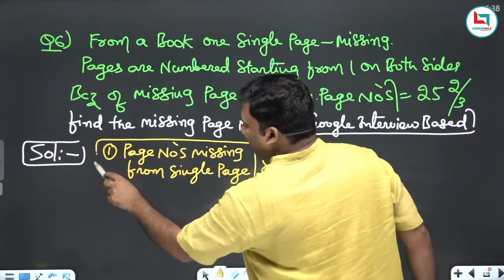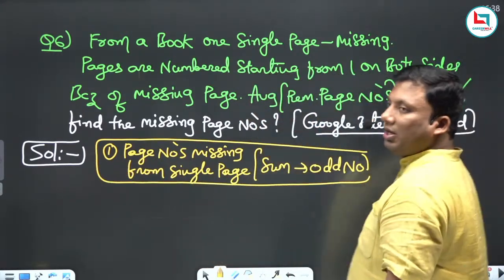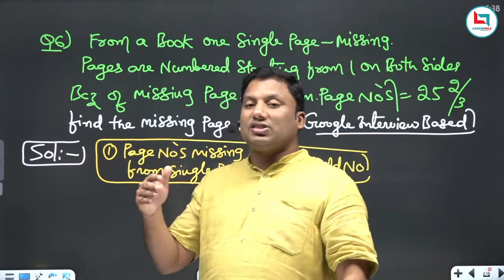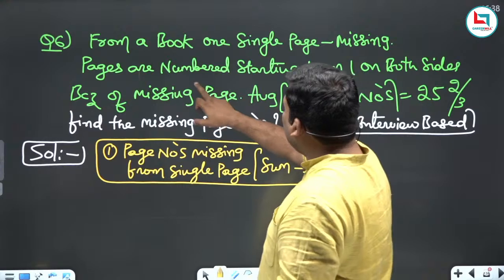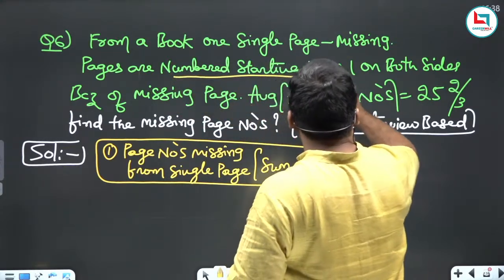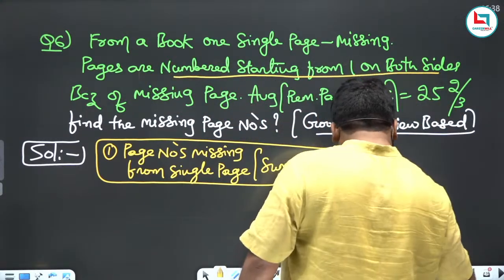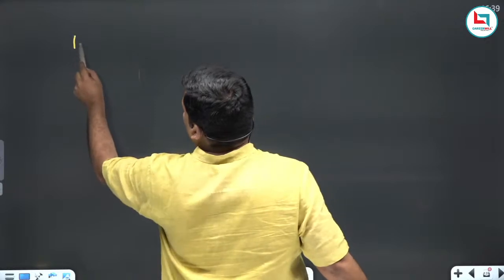If one side is even, the other side will be odd. If one side is odd, the other side will be even. First point clear. Is it given anywhere? Pages are numbered starting from 1.